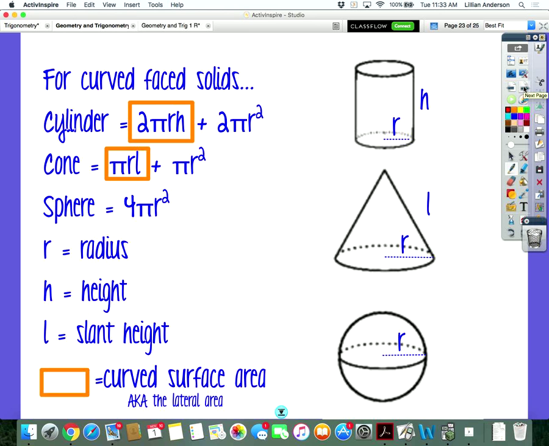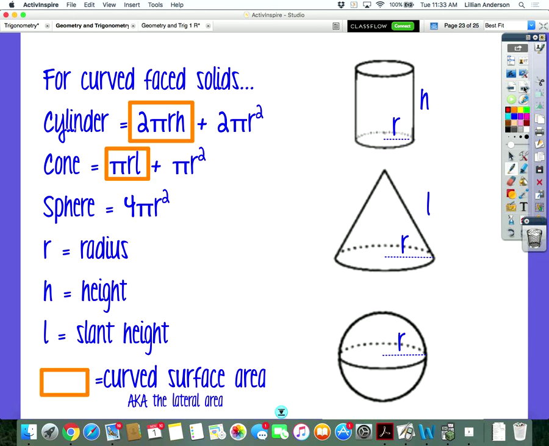All right, your curved face solids. You have a cylinder. Remember, all of these solids have a curved face. The cylinder is 2 pi r h plus 2 pi r squared. Your cone, pi r l plus pi r squared. And your sphere, 4 pi r squared, where r is your radius, h is your height, and l is your slant height, which only applies to your cones. Basically, it's the height that runs along the side of your cone.